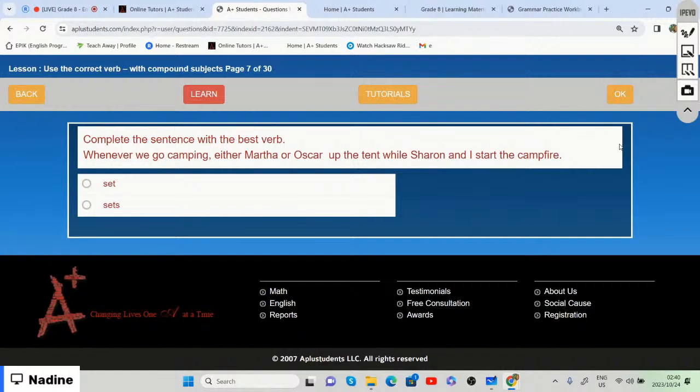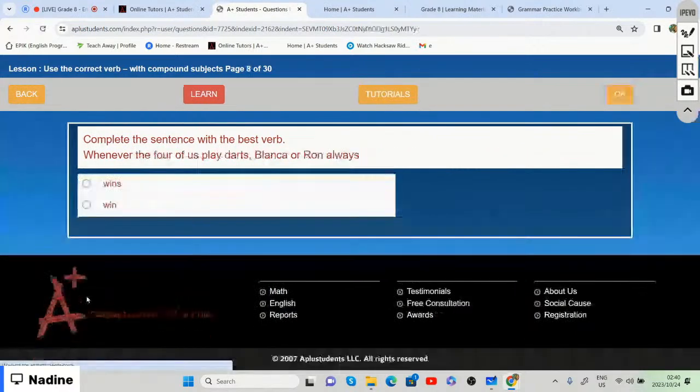So whenever we go camping, either Martha or Oscar, do we say "sets up the tent while Sharon and I start the fire," or "set up the tent"? All right, let's choose, what do you say? "Sets." Okay, let's see, "sets." Set up the tent. "Sets" is correct. So well done.